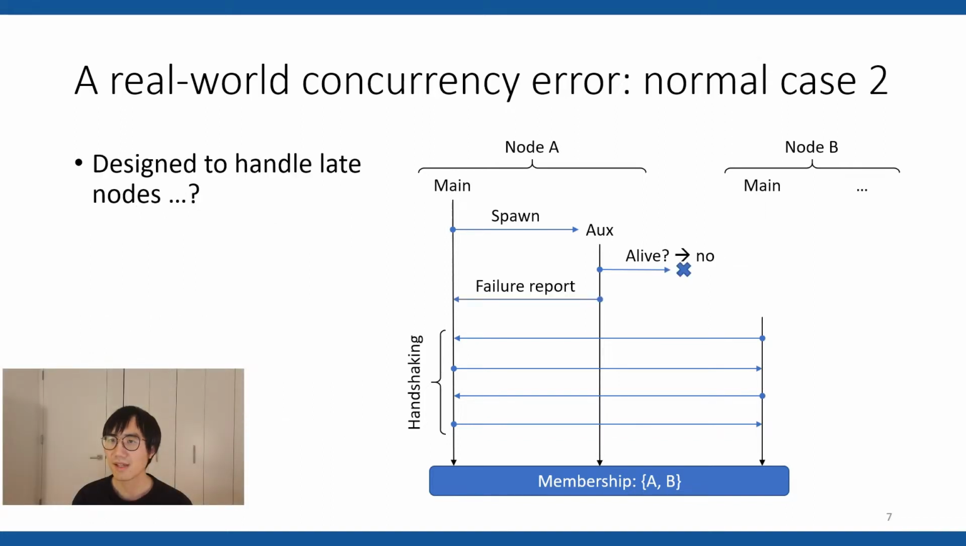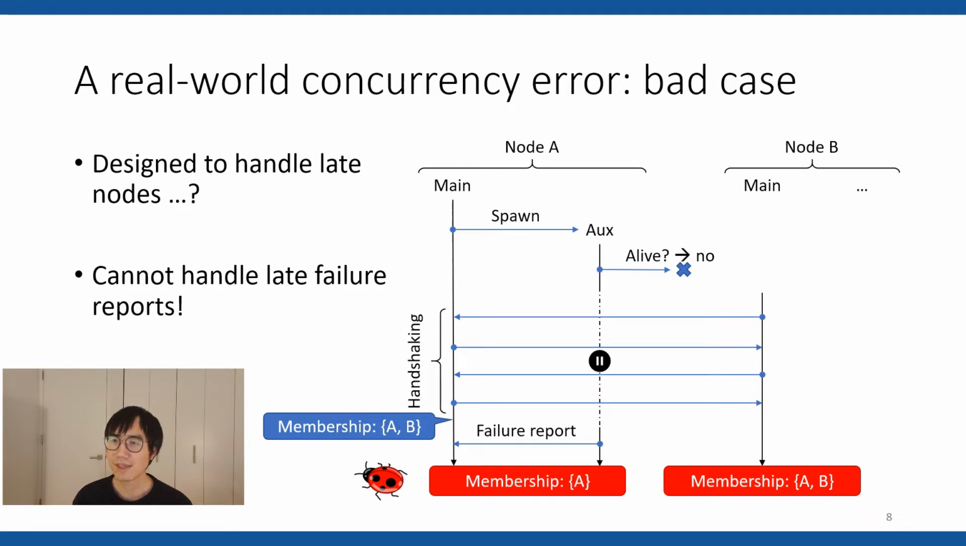Besides happy cases, the system also handles failure cases where part of the cluster is down. When the auxiliary process of A detects that node B is down, it will send back the failure report, so that the main process of A will wait for B to come back. Later, when node B comes back, it will initiate the same handshaking process so that A and B will recover to the same membership again. So far, everything looks good.